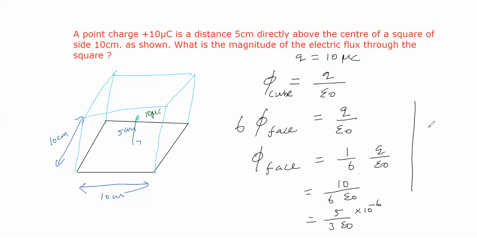And you know that the flux formula is generally E A cos theta, electric field intensity into A into cos theta. Electric field is Newton per coulomb. Area is meter square. So the unit is Newton meter square per coulomb. Cos theta has no unit. So this is the flux through one side or one face of the cube. So the answer for this question is 5 by 3 epsilon naught into 10 power minus 6 Newton meter square per coulomb.